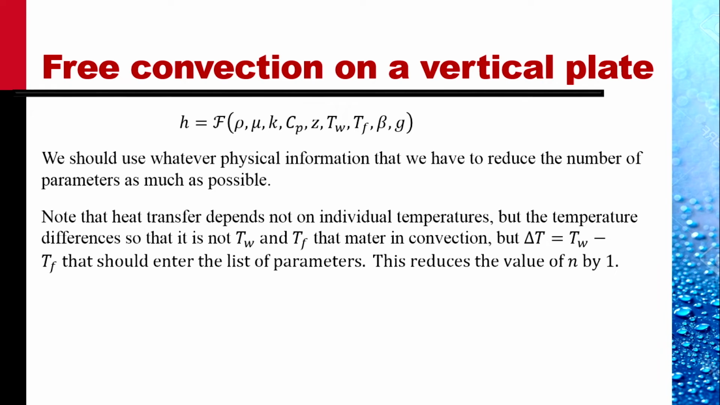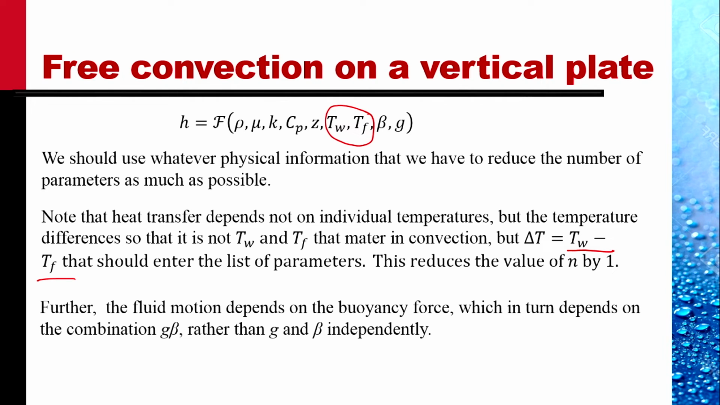Note that heat transfer depends not on individual temperatures. We used that argument a couple of times earlier, but on the temperature difference, so that it is not Tw and Tf that matter, but delta T equal to Tw minus Tf that should enter the list of parameters. So these two parameters would combine to give only one parameter, Tw minus Tf. This reduces the value of n by 1.